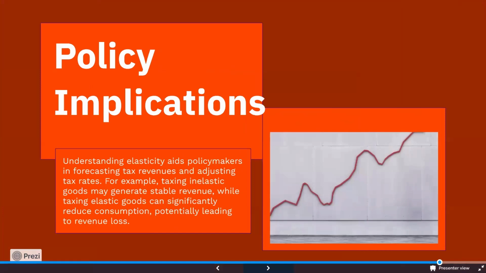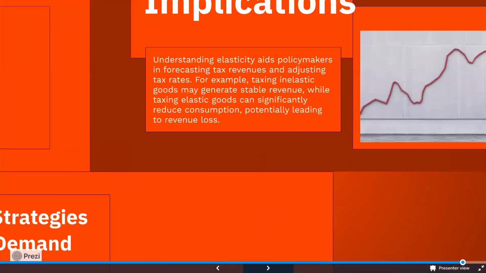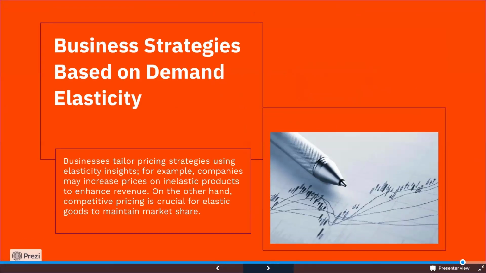Understanding elasticity aids policymakers in forecasting tax revenues and adjusting tax rates. For example, taxing inelastic goods may generate stable revenue, while taxing elastic goods can significantly reduce consumption, potentially leading to revenue loss. Businesses tailor pricing strategies using elasticity insights.